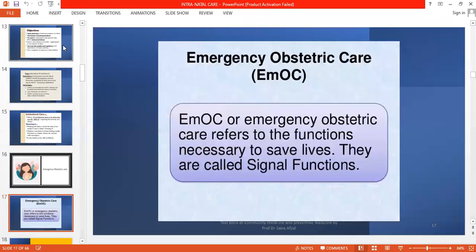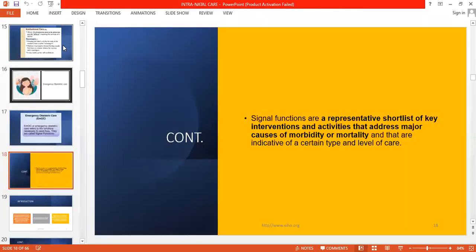Now we discuss emergency obstetric care. Emergency obstetric care refers to the functions necessary to save life. They are called signal functions. Signal functions are a representative short list of key interventions and activities that address major causes of morbidity or mortality, and they are indicative of a certain type and level of care.